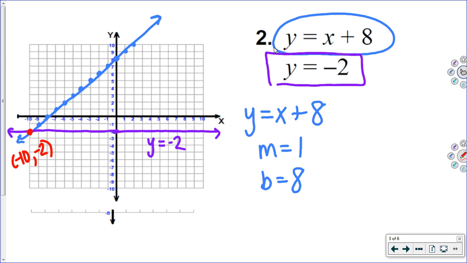Always do x, which was negative 10, and then look over at your y, which was negative 2. So the solution for this system is negative 10, negative 2. The solution for the system means the point where these two equations cross each other or intersect.